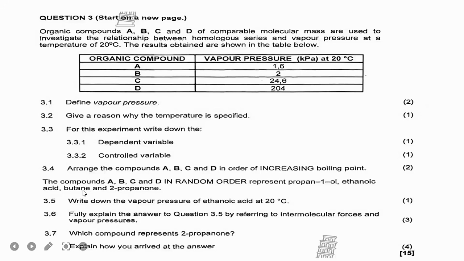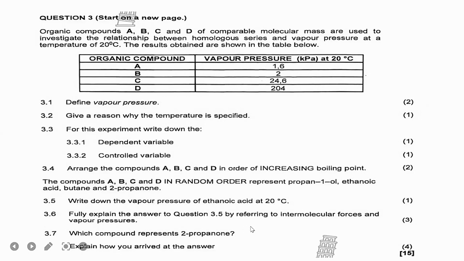We have 3.7, which says, which compound represents 2-propanone? And then they say, explain how you arrived at the answer for 4 marks. So also again here, we must be able to explain that. So, okay, let's go about explaining that one. So which compound? Now, looking at this, remember we said that ethanoic acid has two sides of hydrogen bond, and then it fits this vapor pressure.